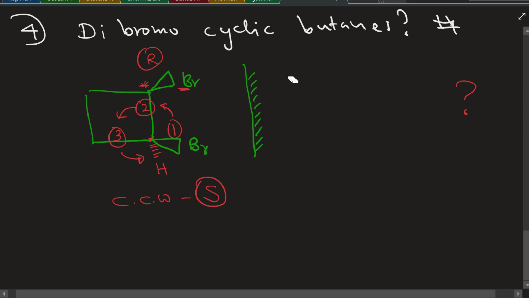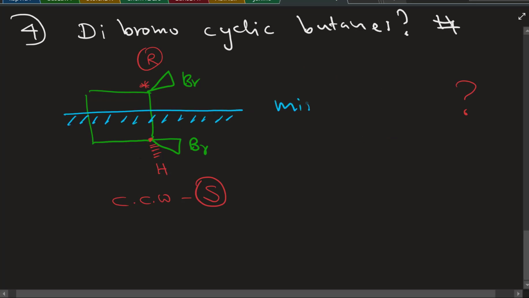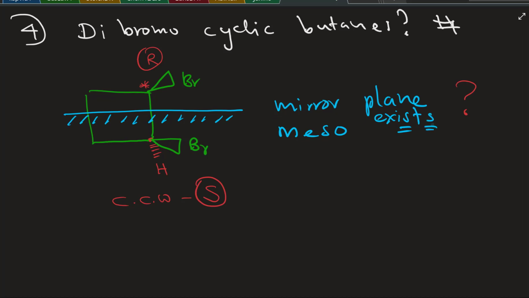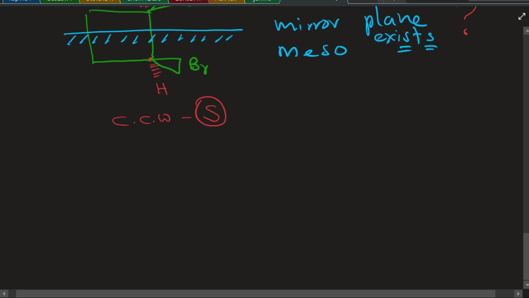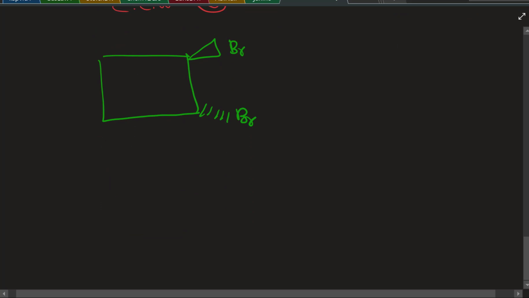Now we expect the mirror to be opposite, right? But the thing is, look, if we can draw an internal mirror plane, if the symmetry is within the molecule and it has at least 2 chiral centers, it could be a meso. That's the tricky part. So the meso has at least 2 chiral centers and a mirror plane in the middle. So that's how you know that, right?